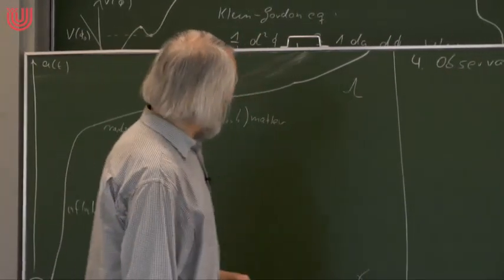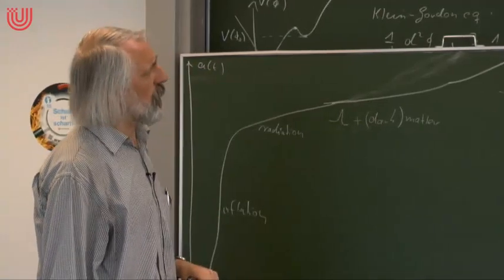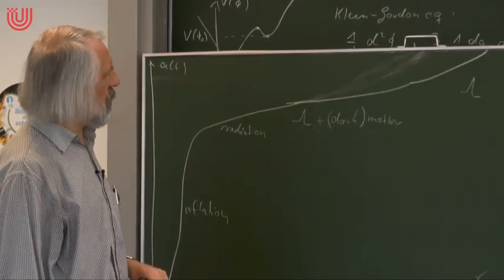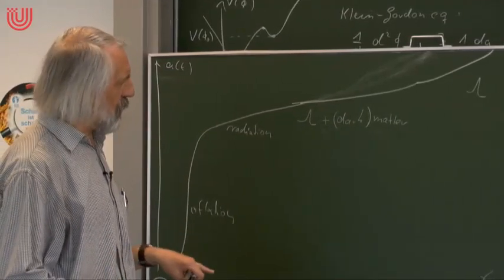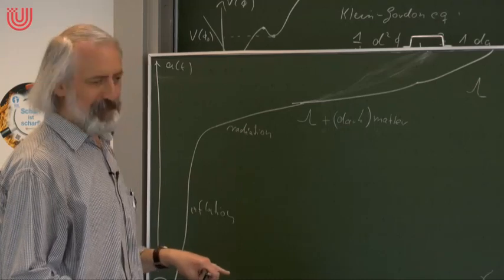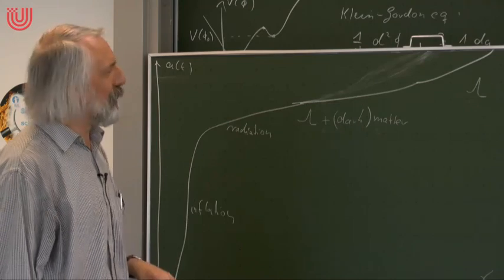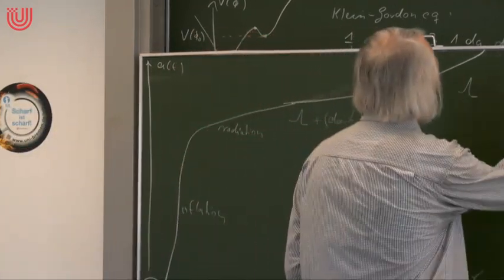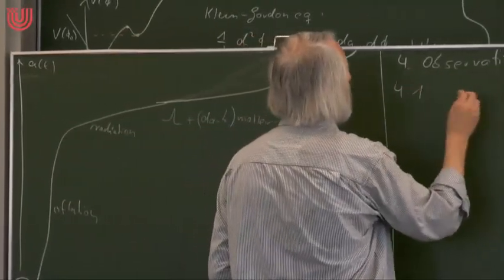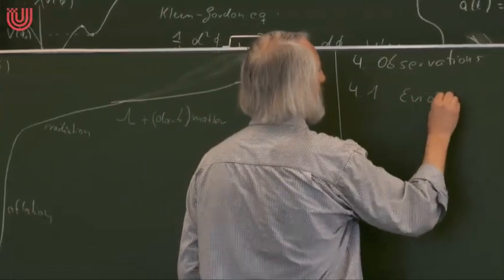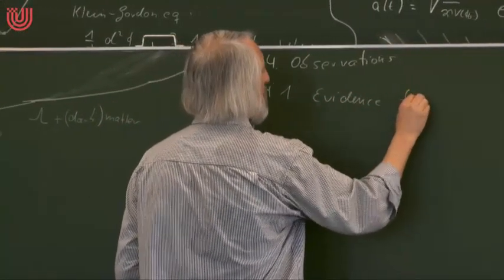I'm also saying a few words about number counts, but I'm not yet sure about that. I've thought for quite some time how to arrange these sections. Actually, it would be necessary to do all of them simultaneously, but that's not easily possible. So I have to order it in a certain way. I begin with evidence for dark matter.